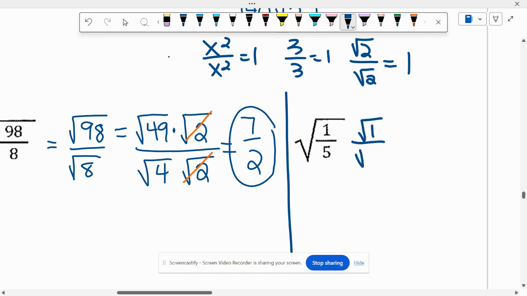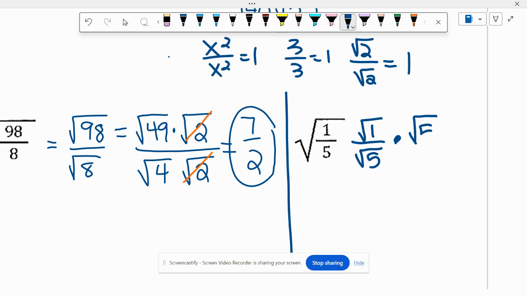the square root of 1 over the square root of 5, 5 doesn't contain a perfect square. I can't simplify that. So I have to figure out a way to get rid of that square root of 5 in the denominator. I can't leave a square root in the denominator. It's illegal. So is there a fancy number 1 that I can multiply by?